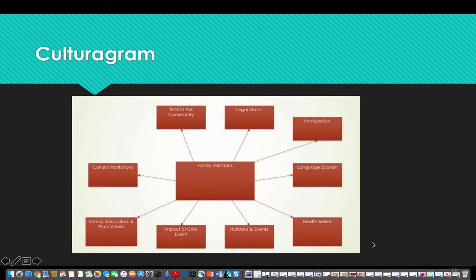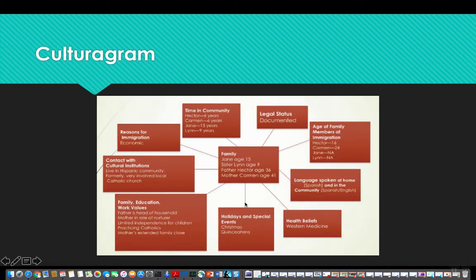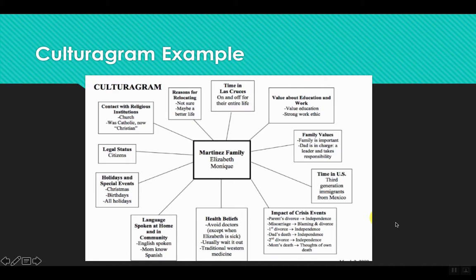So this culturogram helps us to have a visual and holistic representation of the family, of both their needs and strengths. So here we see a sample culturogram. We see the names and ages of the family members, and we see different factors or characteristics of the family, outside of the family, that is impacting the individual and family well-being. And again, this is another example of a culturogram.